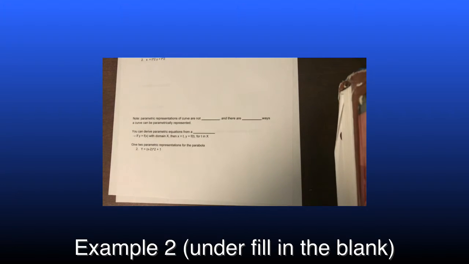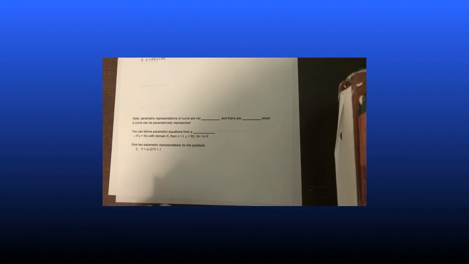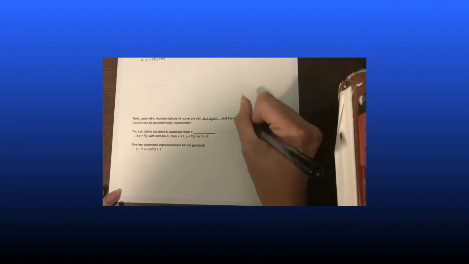Alright guys, so now we're going to move on to the fill-in-the-blank portion of the notes. This is basically just an idea. It says that the parametric representations of a curve are not unique. So I'm just going to write that. And there are infinitely many ways a curve can be parametrically represented.